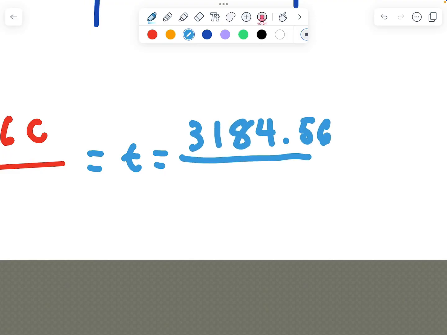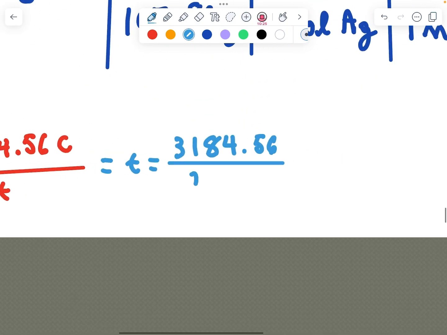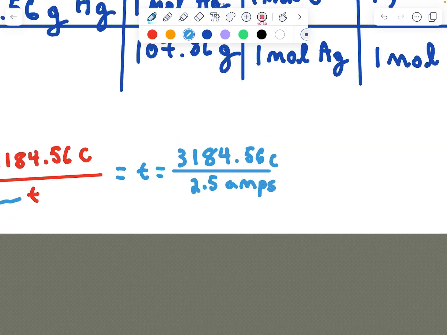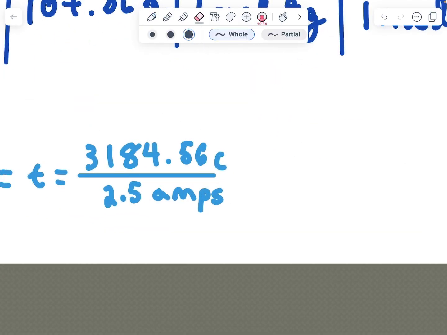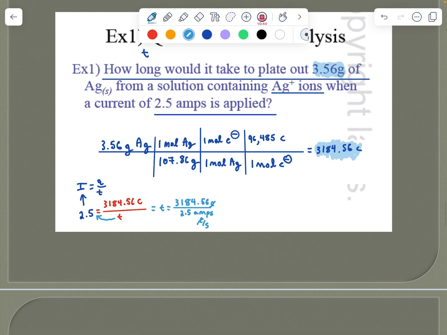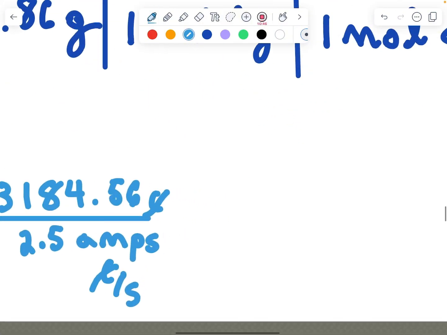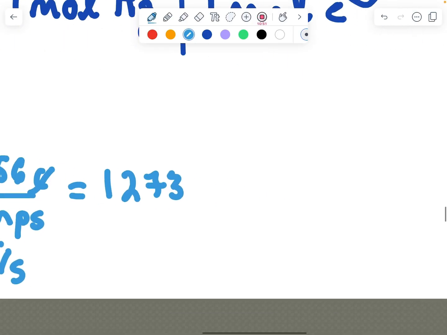And so then we'll have t equaling 3,184.56 divided by our 2.5 amps. And amps are really coulombs per second. So if we say that, we can see our units canceling out, coulombs, and we are left with seconds. Divide by 2.5, and we get seconds equaling 1,273. I'm going to round up to 1,274 seconds because it was 0.8.